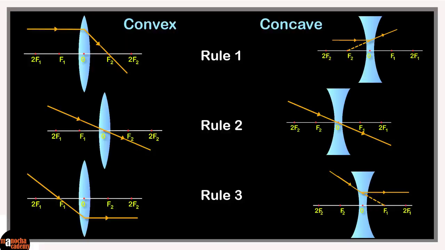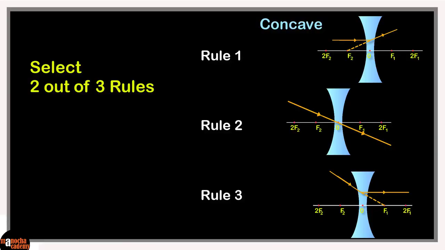Let's place the 3 rules that we have learnt for concave lens on our concept board. Similar to the convex lens, can you see that rule 3 is exactly the opposite of rule 1? It's due to reversibility of light. To draw the ray diagram, you need to select 2 out of the 3 rules.